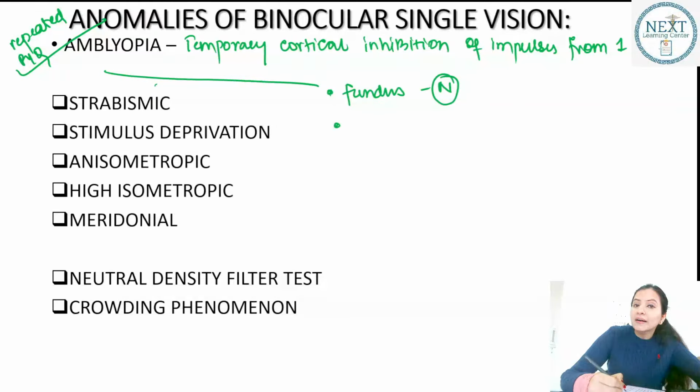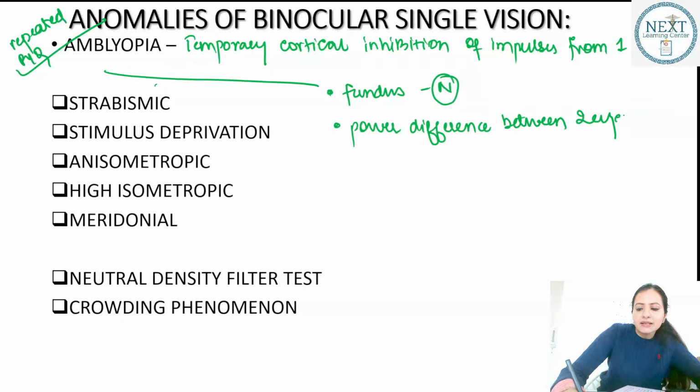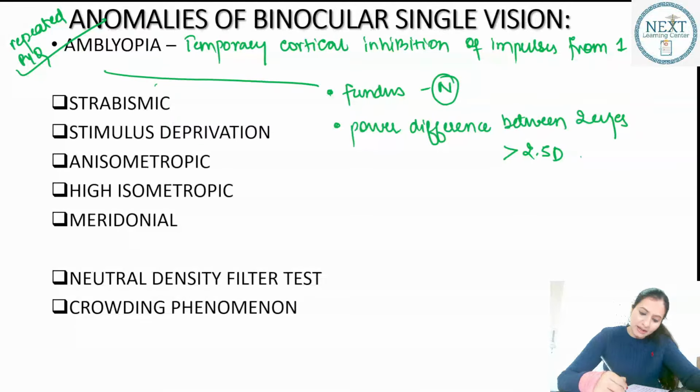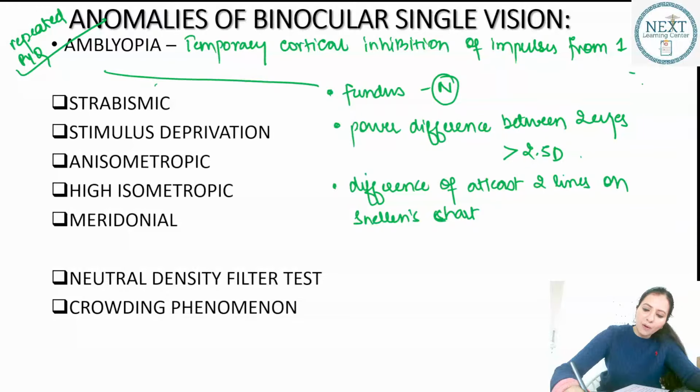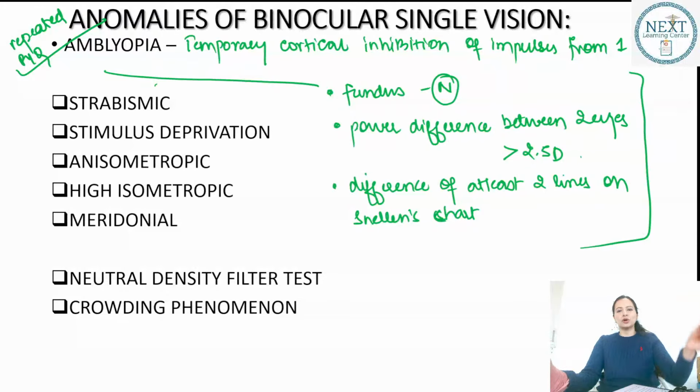Okay. When does amblyopia occur? When the power difference between the two eyes is more than 2.5 diopters. And if we talk about Snellen's chart, there has to be a difference of at least 2 lines on the Snellen's chart. Whenever in question you are given any of these, that means they are talking about amblyopia.